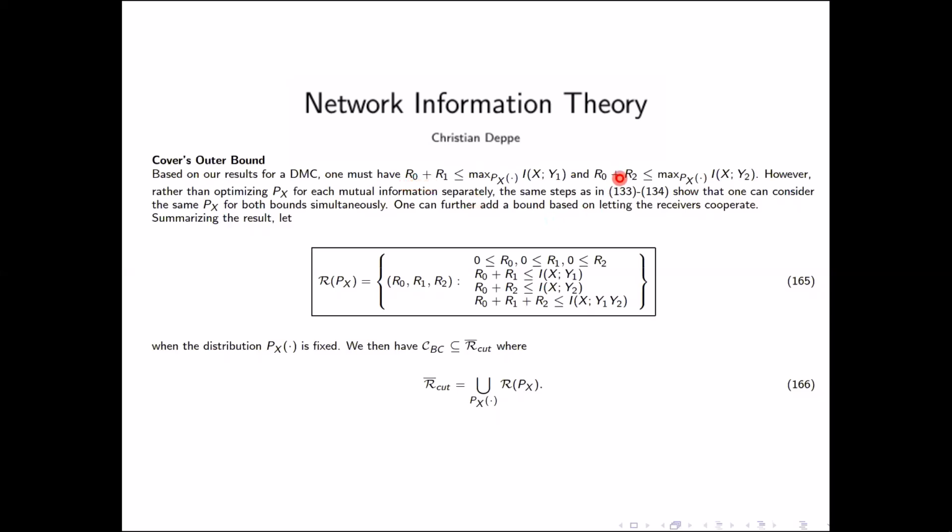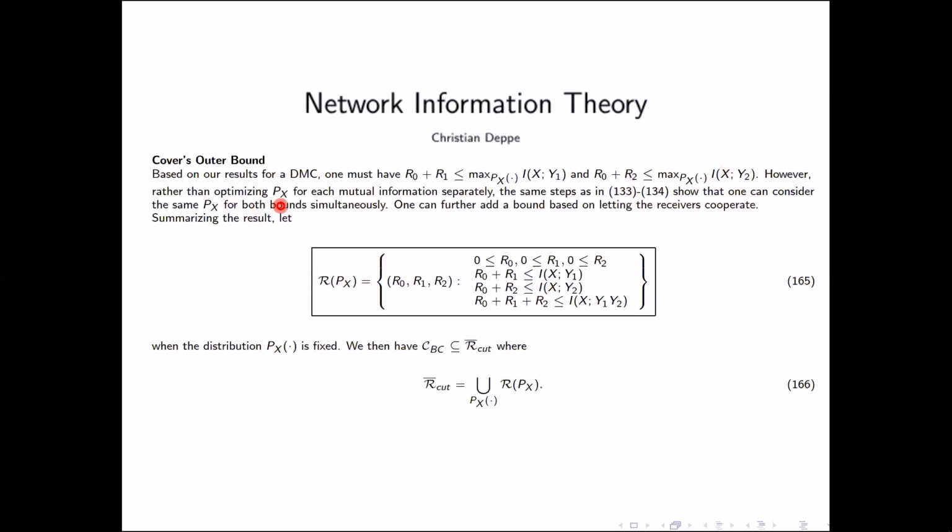The same is true for the second decoder. So here we have R0, that's the common message rate, plus R2, that's the dedicated rate for the second receiver. This is bounded by the maximum of the mutual information between X and Y2. If you remember, we just did the converse here by Fano's inequality. That was all that we used.